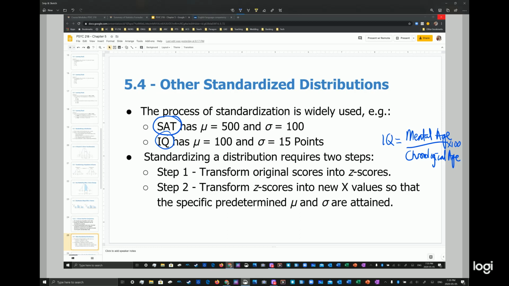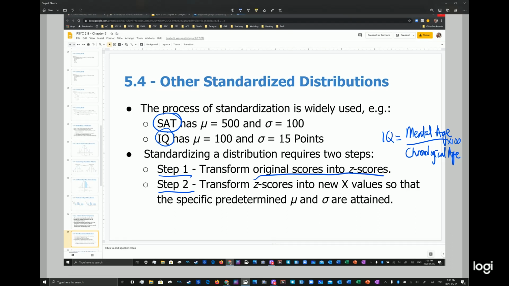So there are 2 steps for standardizing a distribution, and we have actually done them already. The first step is we transform the original scores into z-scores. So whatever it is that you had somebody do, be it a test, IQ or SAT, first you transform the distribution of original scores, original here read as raw scores, into z-scores, so then the distribution is standardized. And then you scale these z-scores, transform them into x values, and you can tell people what the standard of the test is.